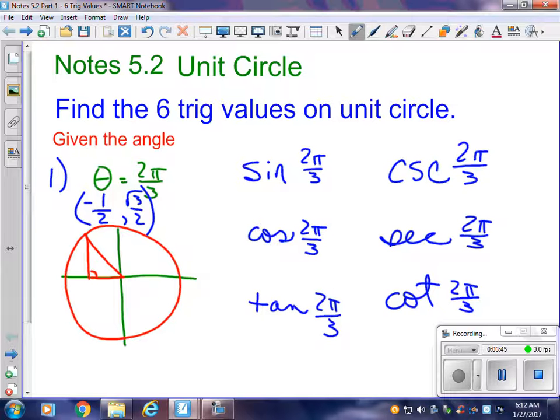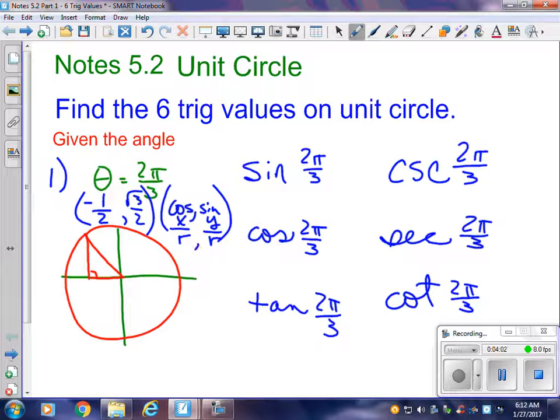But this is not an xy point. This point is a cosine-sine point. And let me explain what that means. This is a trigonometric ratio. You see, cosine is x over r, and sine is y over r.